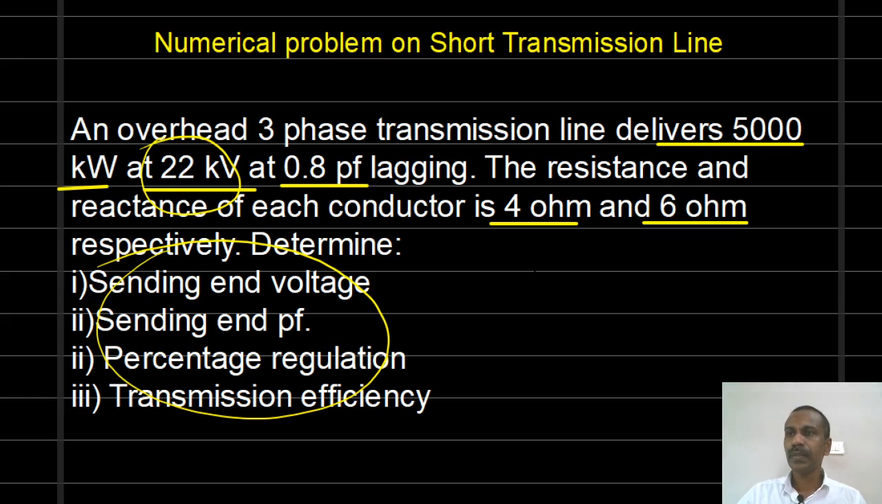But here, the value of capacitance is not given, and only for short transmission lines we need not have the capacitance value, because we neglect the effect of capacitance only in the case of short transmission line. As the capacitance is not given in the problem, it is clear that this is a short transmission line, irrespective of a slight increase in value of operating voltage.